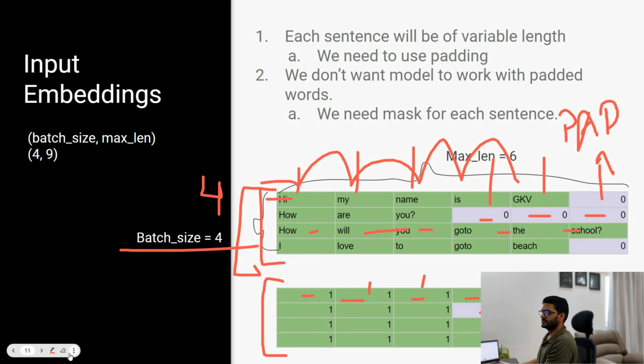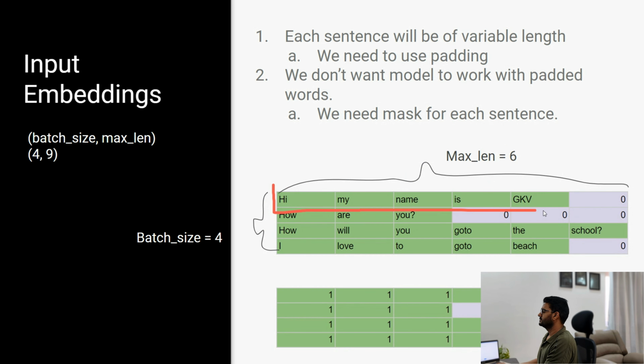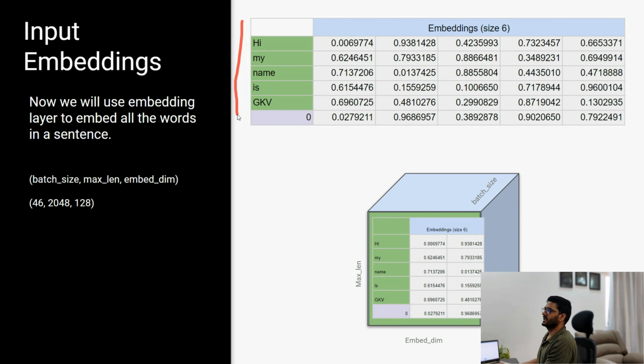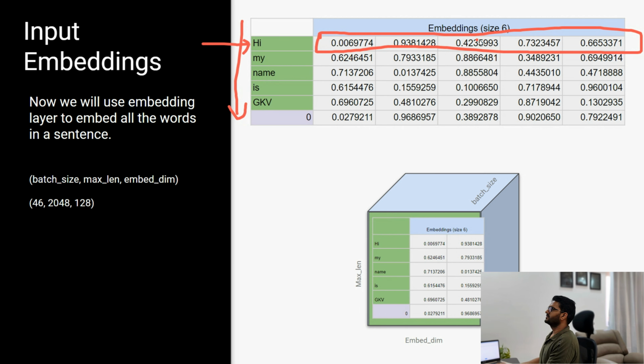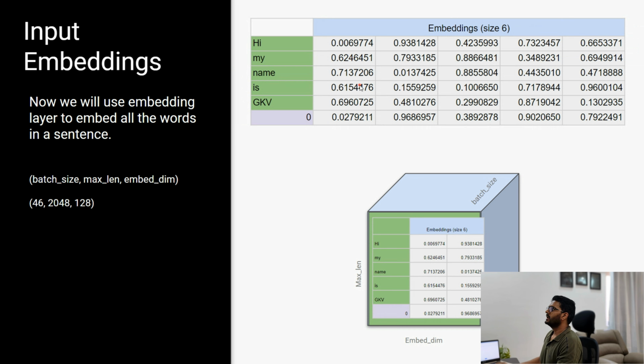Now I will take one sentence and make it like this: "Hi, my name is GKV." When we send this data to the model, we encode every word with a vector, which is something like this. Right now, my vector size is 5. Therefore, the word "hi" has been encoded with a vector of length 5. Similarly, "my", "name", "is", and "GKV" have all been encoded with 5 different embedding vectors.